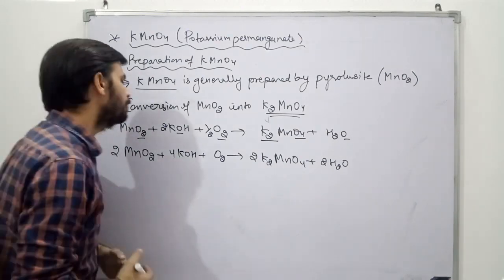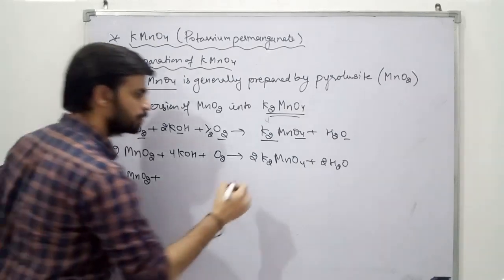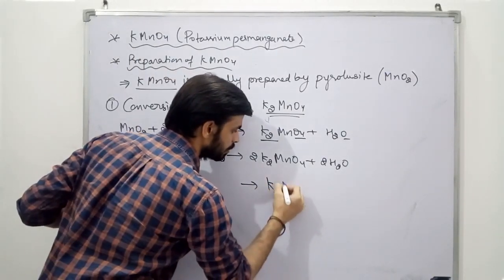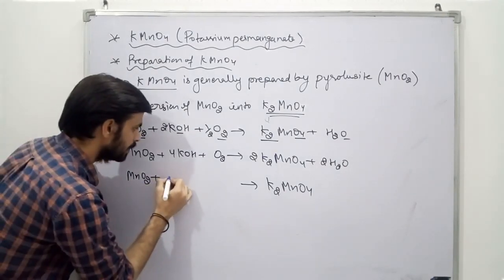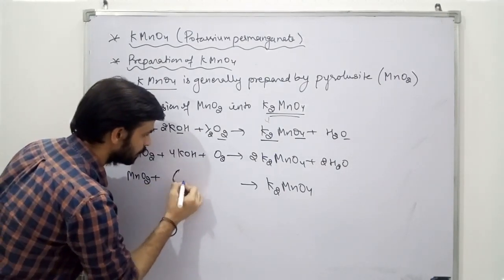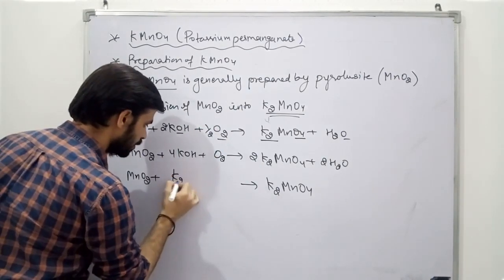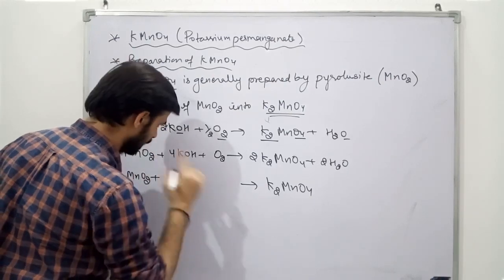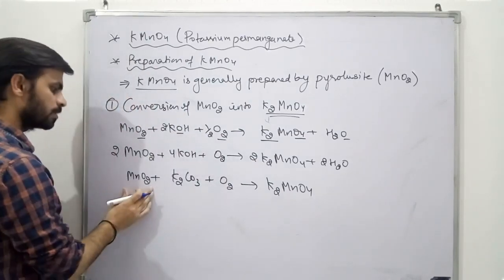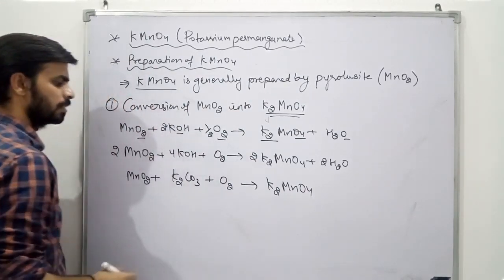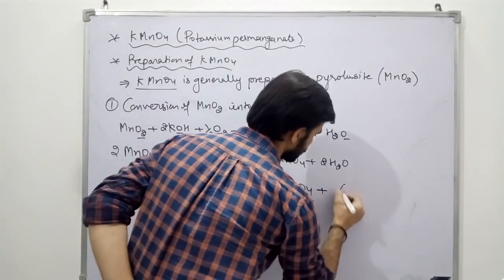We also have a few other reactions by which we can convert manganese oxide into potassium manganate. For example, when manganese oxide is treated with potassium carbonate and oxygen, potassium manganate is formed along with carbon dioxide.